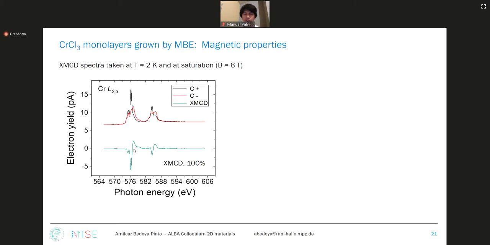So this is at low temperatures and high fields. We have a very large XMCD signal, around 100%. That means that we have a large magnetic moment at high fields and low temperatures, but that still doesn't tell you much, because many systems can be magnetized in those conditions. So again, we also did some XMCD measurements on the chlorine edge, and we see that we also have an XMCD signal, which is also sizable. And that means that chlorine also somehow participates in the magnetic coupling in the system.